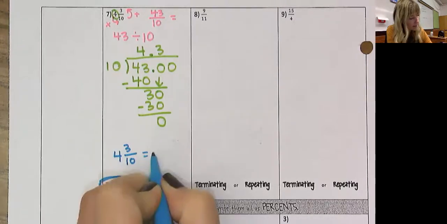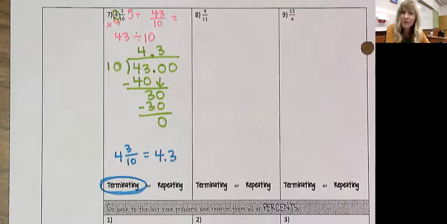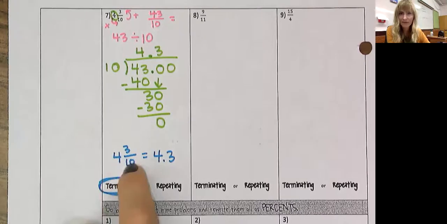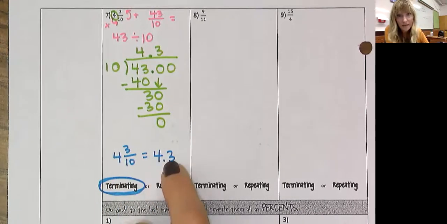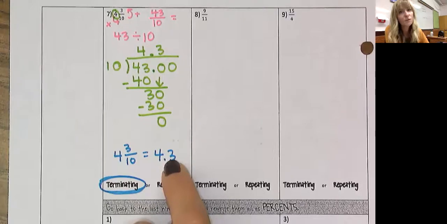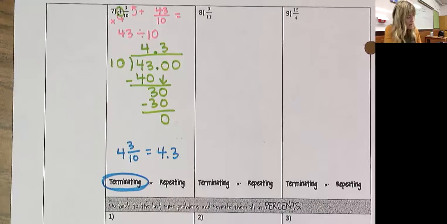4 3/10 is equivalent to 4.3. Oh, well, of course it is. How do you read this? 4 3/10. How do you read this? 4 3/10. Just a different way to write the exact same thing, okay?